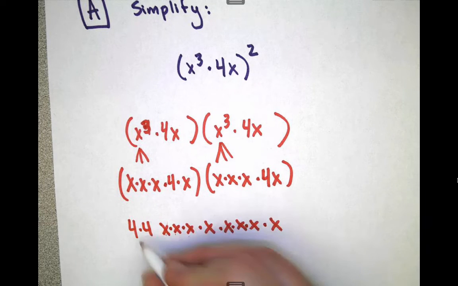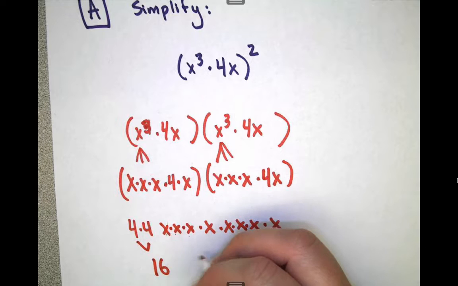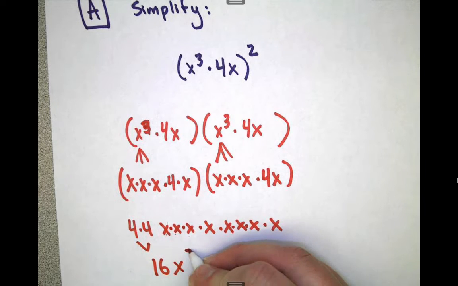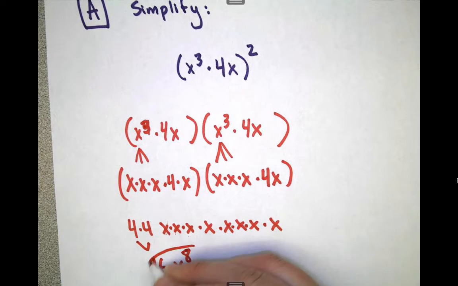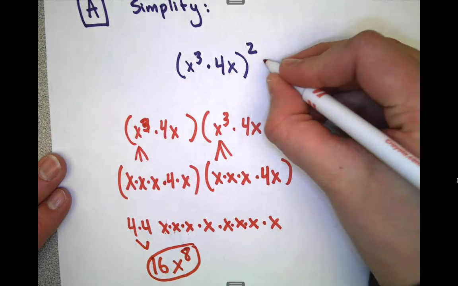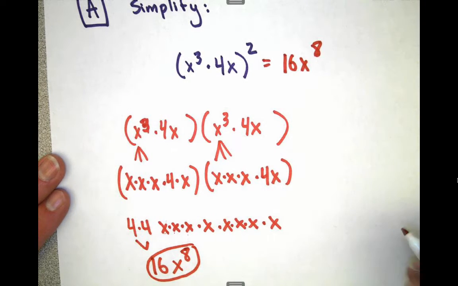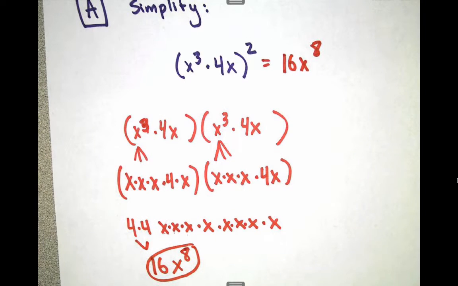All right, so 4 times 4 is 16, and we have 8 x's, x times x times x, 8 times, is x to the 8th power. And there is our simplified solution with our expansion work. So this thing is equal to 16x to the 8th power. How'd you do? Did you get the same thing as me? Check your solution, see if you made any mistakes, and if you did, go back and self-correct those mistakes so you don't have to repeat it.